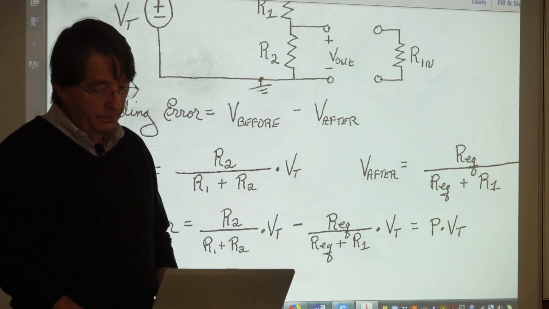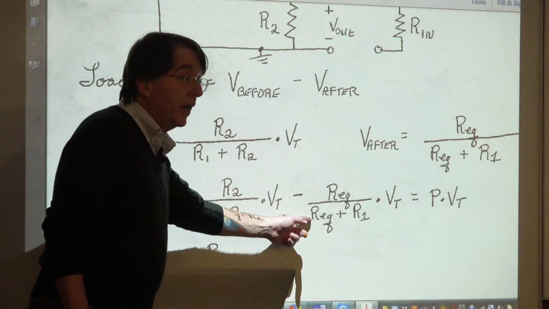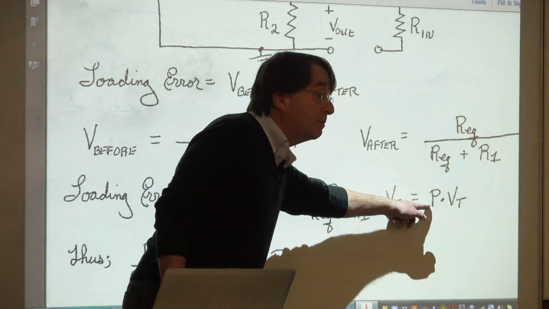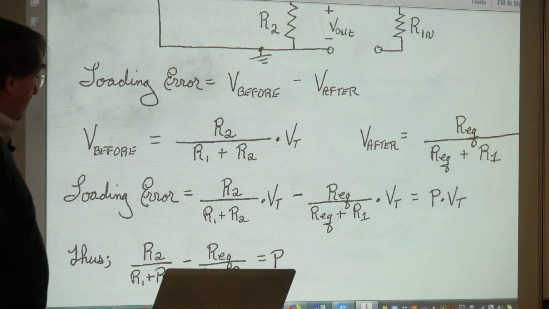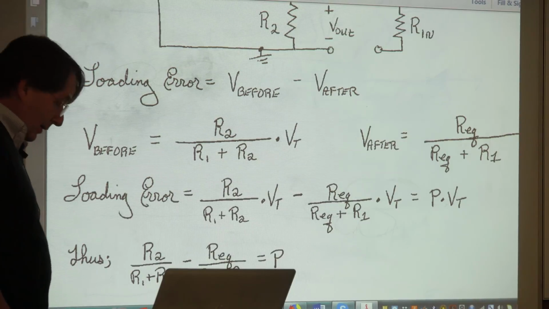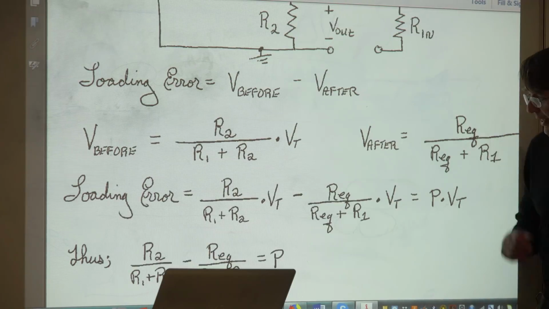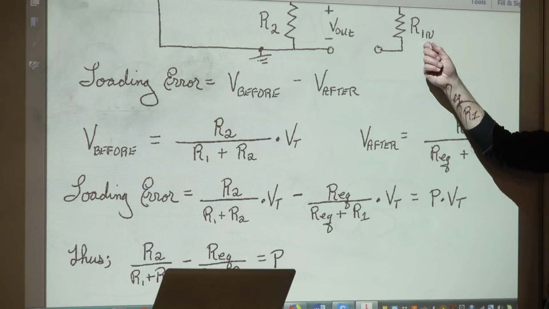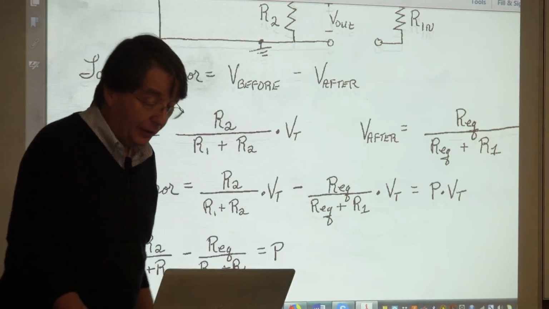So, what do we have? Loading error is V before minus V after, and we want that to be some percentage P of V sub t. What's nice is that the V sub t's cancel, so that expression becomes this. That's pretty much the essence of the problem. Do you have it? Are you okay with this? We're good. So now the challenge is to find a value of Rn. Now here's where it gets messy. Where's Rn? It's in REQ. So this is where the algebra got a little hairy.